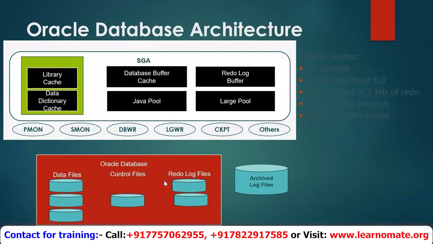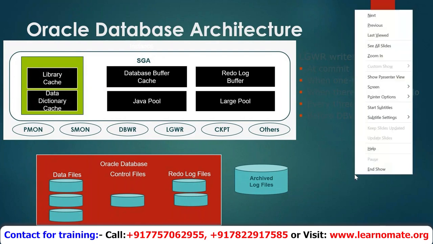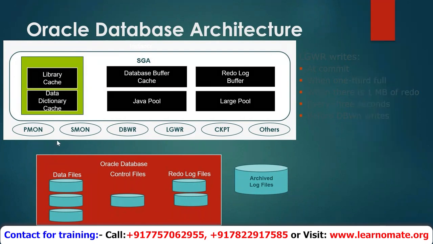Oracle database architecture is divided into two parts. First is the SGA and second is the Oracle database, where the actual files reside. The SGA consists of multiple things like background processes and memory components. Memory components include library cache, data dictionary cache, database buffer cache, Java pool, redo log buffer, and large pool, to name a few. Background processes include PMON, SMON, database writer, log writer, checkpoint, and other background processes.